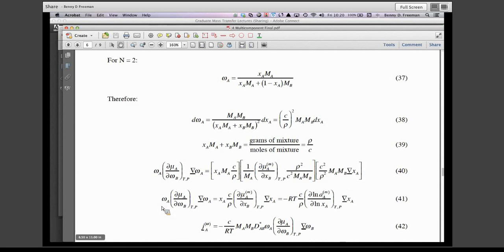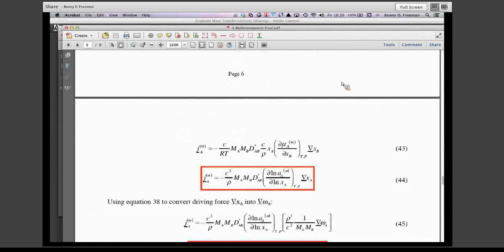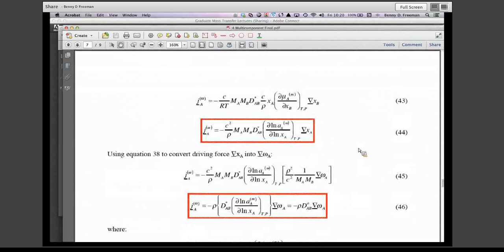I can then simplify those as shown here and put them back into the original expression that we're working with in terms of mass fraction gradients for concentration. And if I do that, I get the result that's shown in the red box at equation 44. And if I further relate, now I have the mass flux written in terms of gradients in the composition of A on a molar basis.